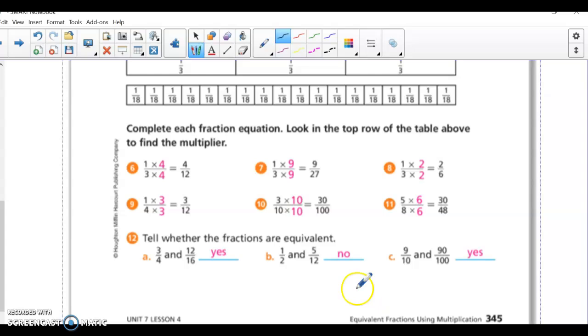I want to skip to B and C because I think those were ones that could have been a little trickier. No, they are not equivalent for B because 1 times 5 is 5 and 2 times 5 is 10, so it would be 5/10. But yes, these ones are. What did they multiply the top and the bottom by to get from 9/10 to 90/100? Yeah, they multiplied by 10. Good.